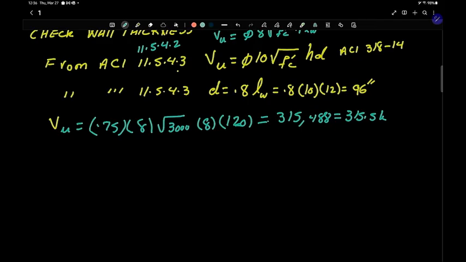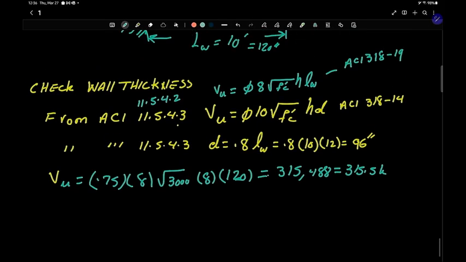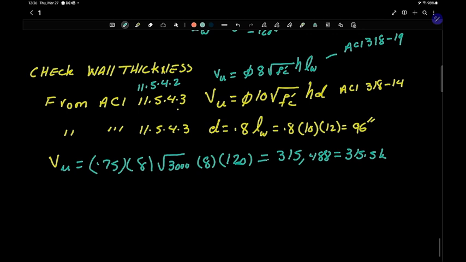We're going to go ahead and check the wall thickness, but there's something interesting I want to show you between ACI 318.14 and 318.19. You get basically the same value. For checking the wall thickness, section 11.5.4.2 says the equation is right here.